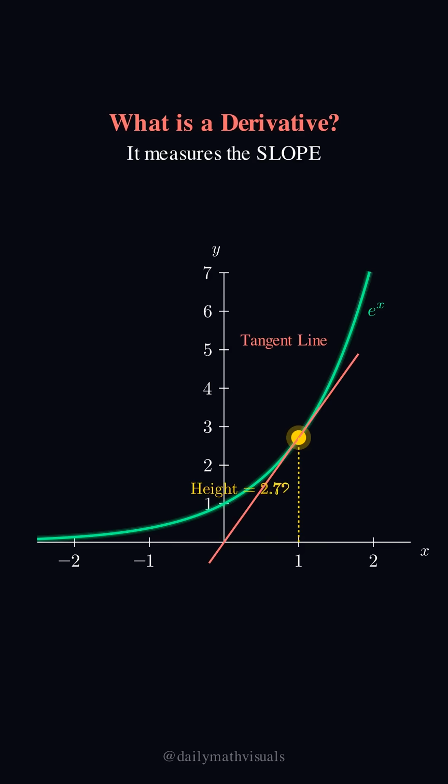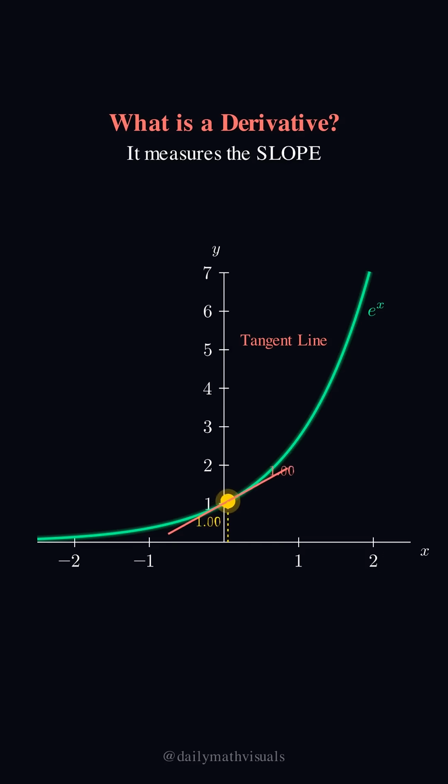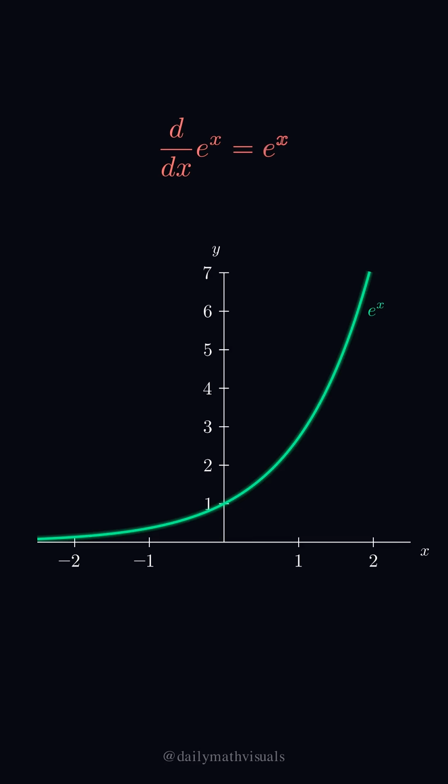Now here's the magic of e to the x. At this point, the height is about 2.72. And guess what? The slope is also 2.72. The slope equals the height. And this works at every point on the curve. Let me show you. This means the derivative of e to the x is e to the x itself.